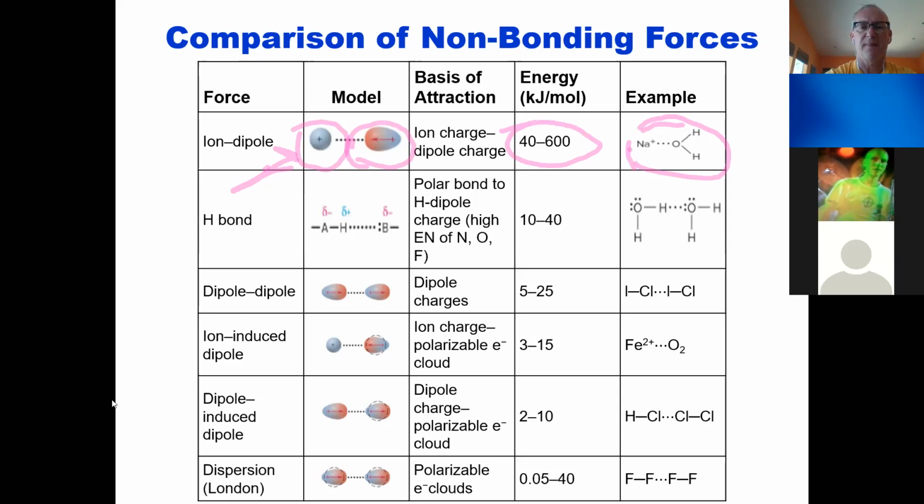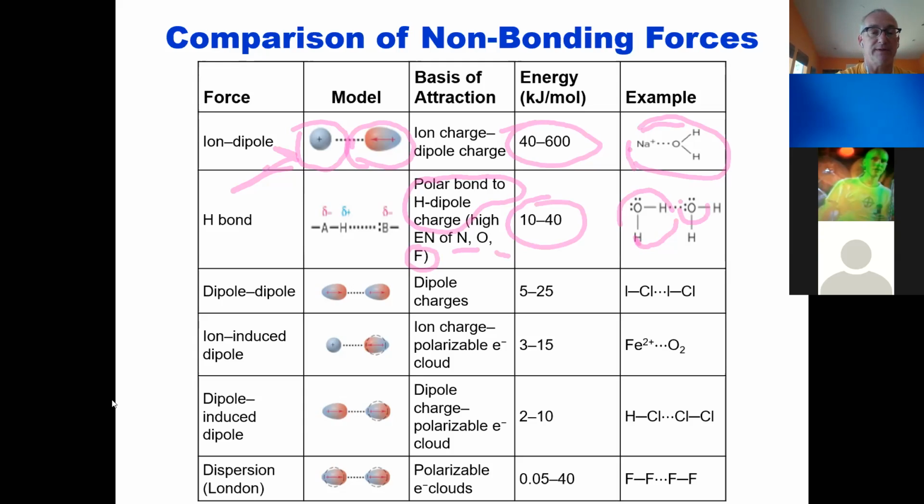And this is a polar bond between a dipole and, here's our water molecule. So it's basically bonded with something with high electronegativity like oxygen or nitrogen or fluorine. So this is a pretty strong bond, but you can see not nearly as strong as ion-dipole, like 4 to 20 times less.